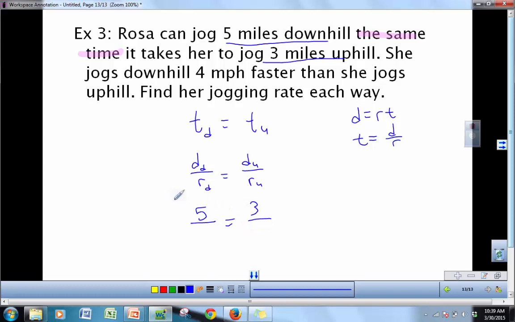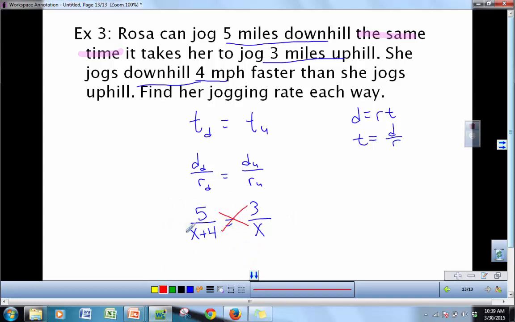Okay? Now, it doesn't actually give us all the rates, but it does give us a really important piece of information. She's going 4 miles per hour faster downhill than uphill. So since we don't know how fast she's going uphill, we can just use a variable, r or x or whatever variable you want to use. And since she's going faster this way, we can just say x plus 4. 4 miles per hour faster than this way. Now we have a very easy equation that looks like the previous two examples, and we can cross multiply to solve.